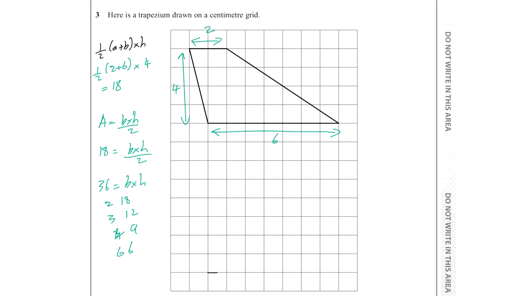So we pick a point anywhere, and we're going to go 6 across. And then we know the height of this triangle is going to be 6 as well. So we can then draw that like so. There we go. And if you find the area of this triangle, which is going to be base times height divided by 2, that will be equal to the area of the trapezium.